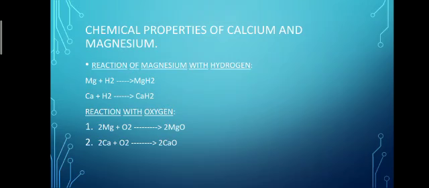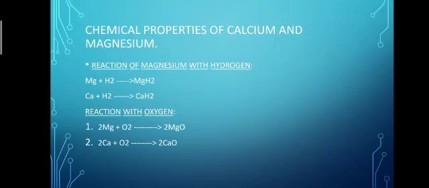Second is reaction with oxygen. As you know, burning occurs in the presence of oxygen, that is combustion. Both magnesium and calcium burn in air. Magnesium burns with a dazzling flame, forming magnesium oxide. When magnesium reacts with oxygen, it means burning occurs, and after burning or heating, magnesium oxide is produced, commonly known as magnesia. While calcium forms calcium oxide with a characteristic brick red colored flame.